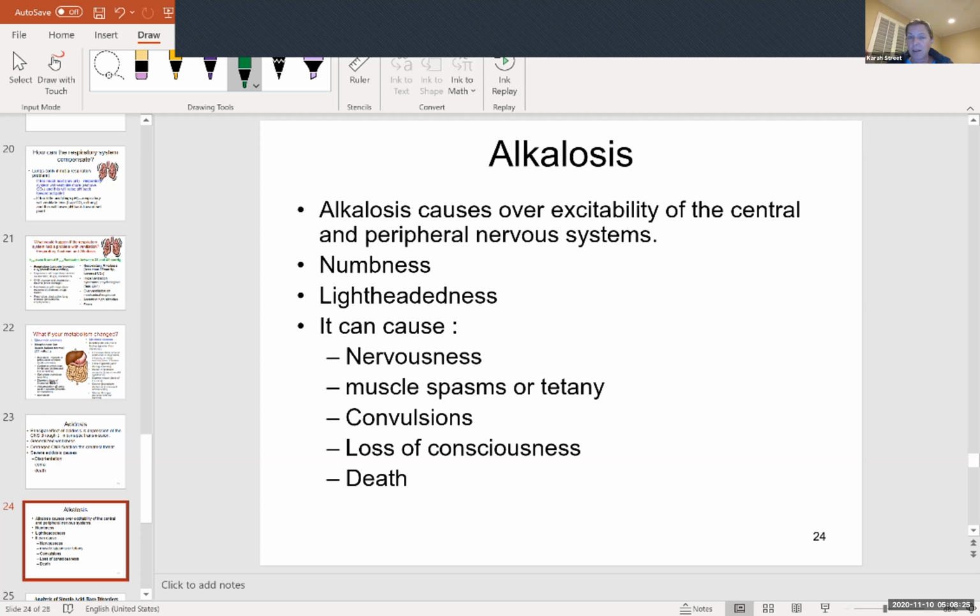Same thing on the other side. If they're in alkalosis, still normal range, but 7.44, let's say. Oh. They're not right.